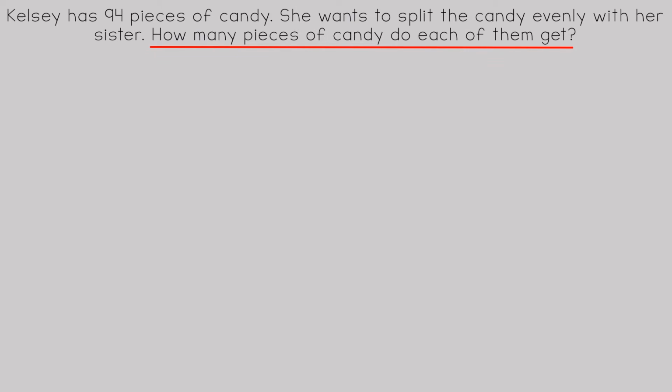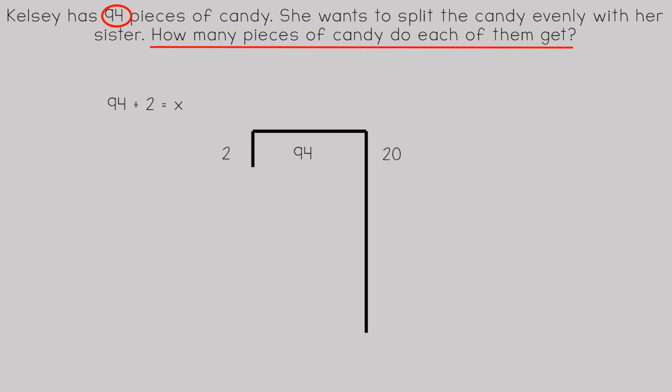Kelsey has 94 pieces of candy. She wants to split the candy evenly with her sister. How many pieces of candy do each of them get? Well, since it's Kelsey and her sister, we are dividing by 2. So it's 94 divided by 2. Now, the 2 sisters could split the candy 1 by 1 by 1 by 1 until they get to the 94 pieces of candy, but that's not efficient.